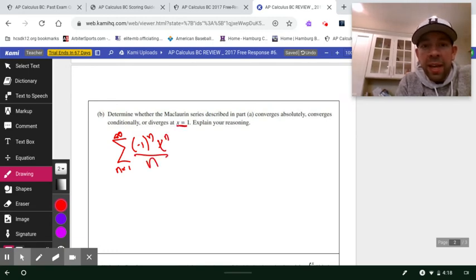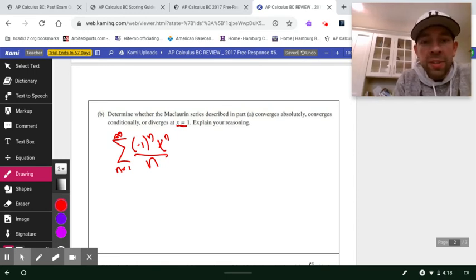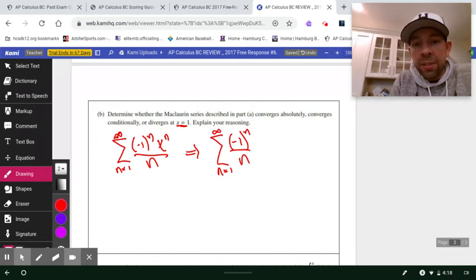They said if we let x equal 1, will this series converge absolutely, converge conditionally, or just flat out diverge? So let's see what that's going to look like. If I plug in a 1 for x, I get the alternating harmonic series. Now, this alternating harmonic series in and of itself is going to converge by the alternating series test.